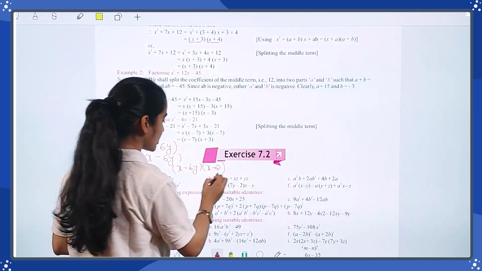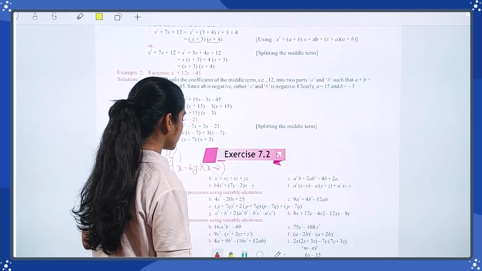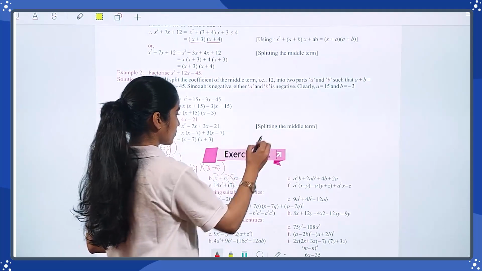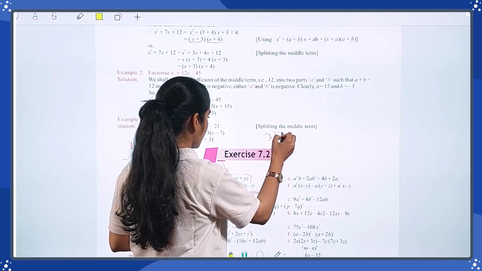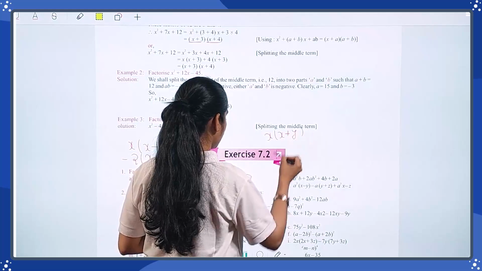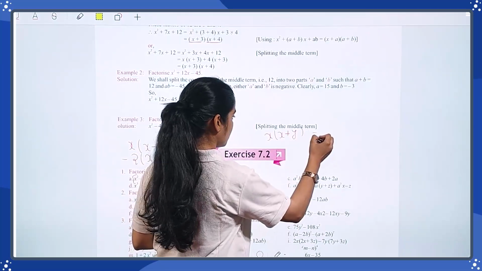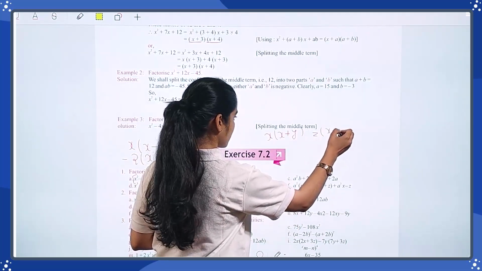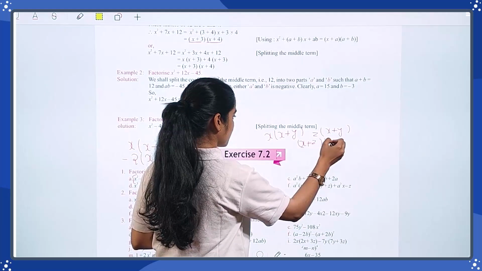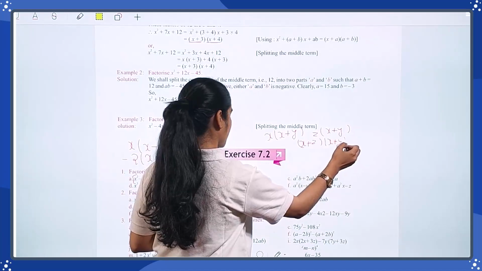Next question we have x square plus xy plus xz plus yz. So let's start making groups of it. x x, so we take common x and x plus y. Next we take z common out and x plus y. So x plus z and x plus y we have.